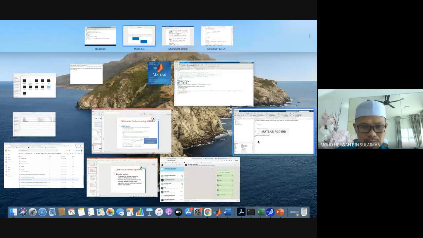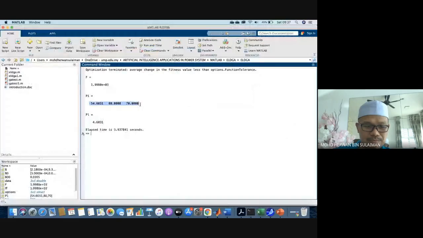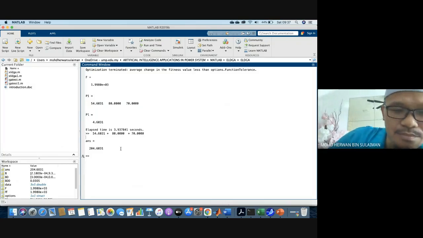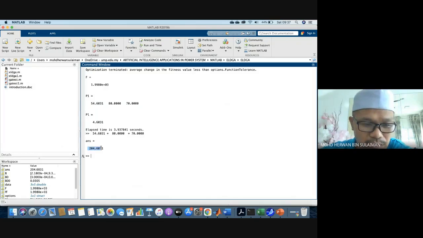Okay, 204. So meaning that generator 2 and 3 give the maximum value. The rest is supplied by the slack generator. Okay. So you get 204 total generators. Your load is 200. Your loss is 4 megawatt, 4.6 megawatt. So this is the 3 generators.